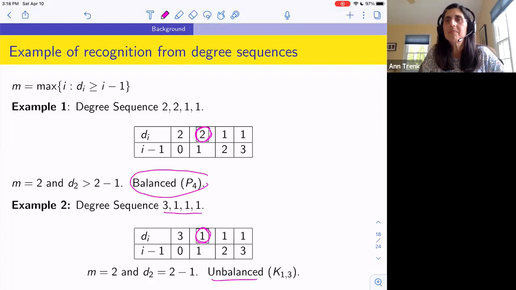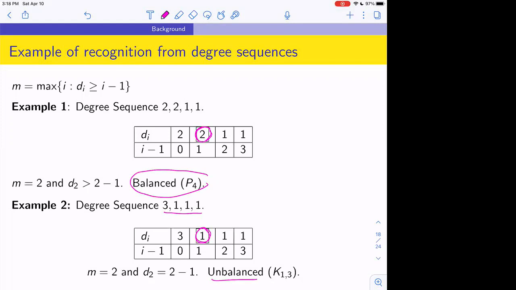Okay, I'm going to pause there again, Bill, and see if there's anything you want to interrupt with. It's all very clear. Everybody's happy so far. Okay.